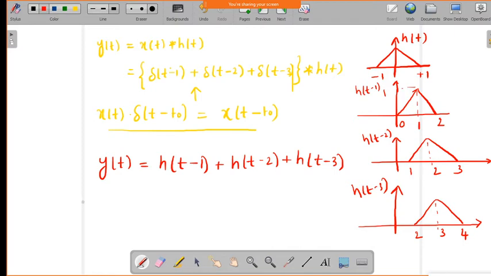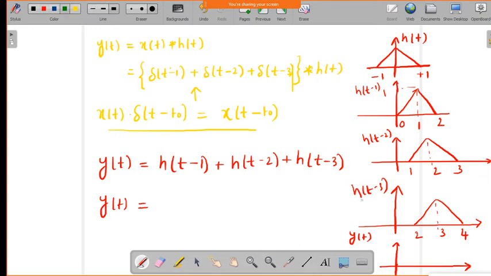So now if you want to get y of t, you need to add all these things, that is h of t, h of t minus 1, t minus 2 and t minus 3. So what you will get is y of t. So this is your y of t. Now see, at 0 what is the value? It is 0 and here it is 0. So this will be the value 0.